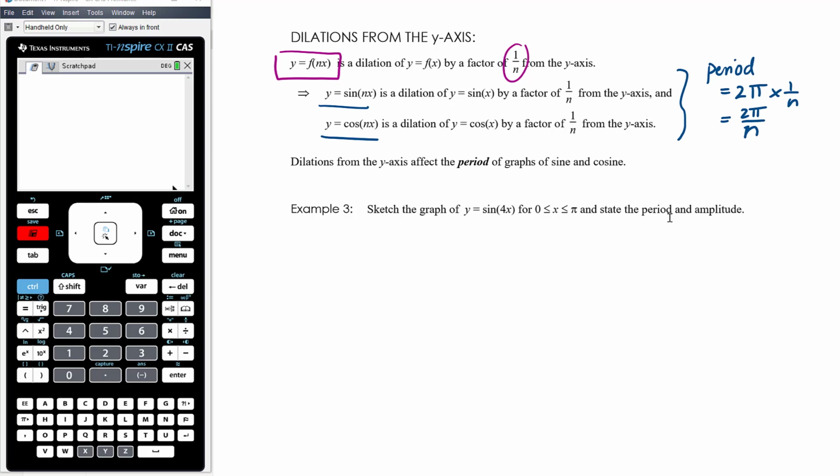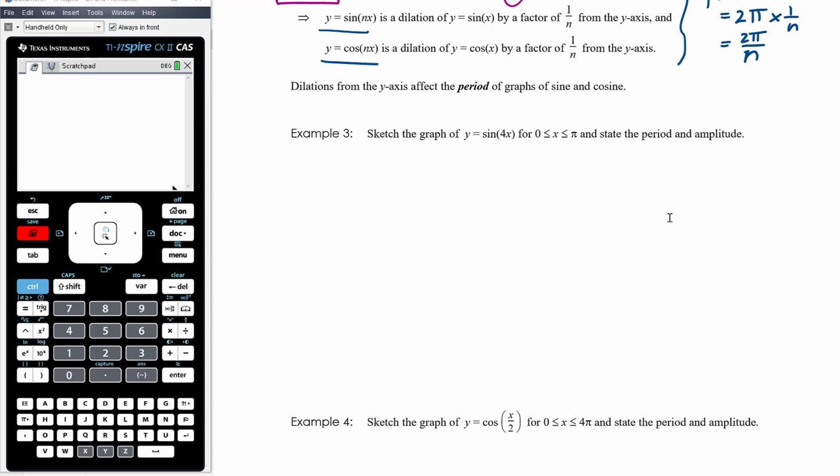Okay, so therefore let's have a look at this first example here, or number 3. Sketch the graph of y equals sine of 4x for 0 to pi and state the period and amplitude. Okay, so the 4 in here is dilating by a factor of 1/4. So we've got dilation by factor 1/4 from the y-axis, so that is all the x values are being multiplied by a quarter, and so that means our period, instead of being 2 pi, is now going to be 1/4 of 2 pi, or 2 pi on 4, which is pi on 2.